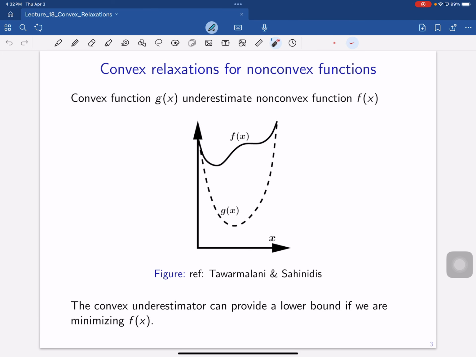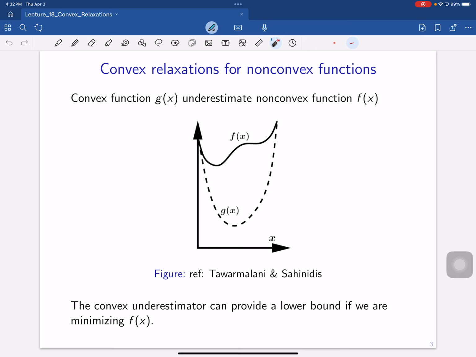So what is convex relaxation? From this figure, you can get a very intuitive view of what a convex relaxation is. So here, let's suppose you are solving an optimization problem minimizing f of x. In this case, f of x is clearly a non-convex function. The challenge of a non-convex problem is that you can have multiple local minima. A local minimum may not be a global minimum.